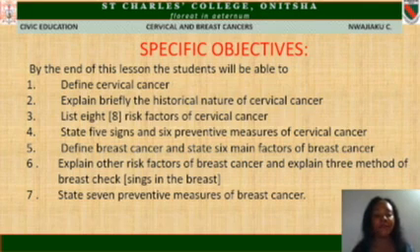Number 5, define breast cancer and state 6 main factors of breast cancer. Number 6, explain other risk factors of breast cancer and explain 3 methods of breast check, signs in the breast. And number 7, state 5 preventive measures of breast cancer.